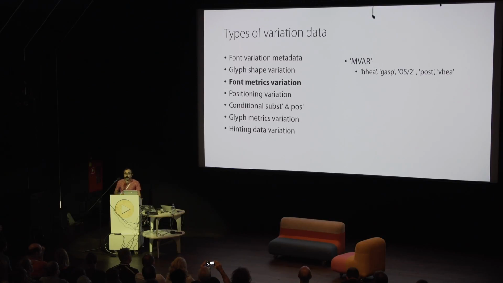And there's the font metrics that can be your ascent descent or OS2 features, typographic ascent descent, post table, all those things that now need variation. The variations for those are stored in a new table called the mvar table, which is extensible for future font-wide metrics as well.